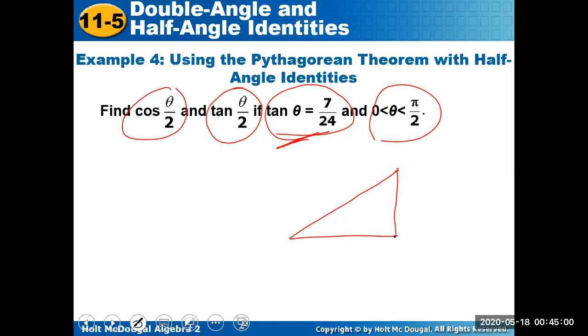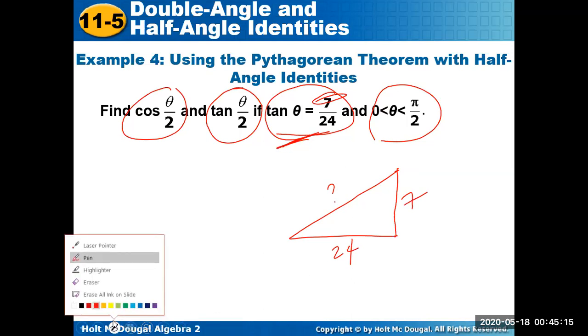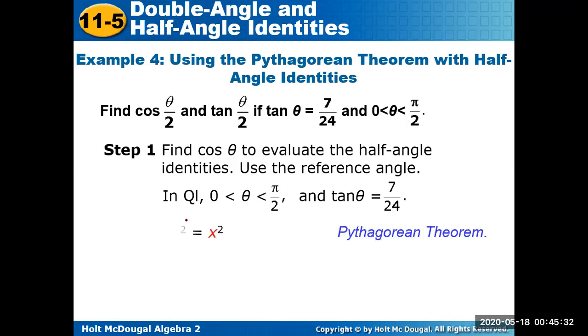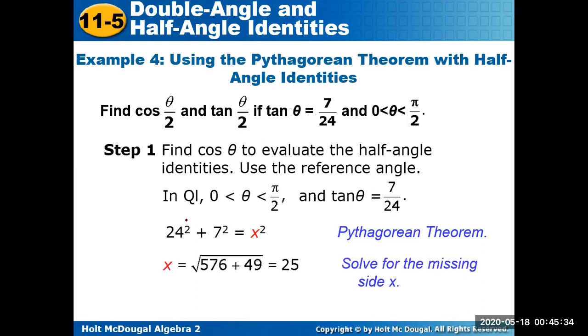Tan means opposite by adjacent. So opposite is the upper one, 7. Adjacent is the lower one, 24. And then I need to find the hypotenuse. I can use the Pythagorean theorem to find the hypotenuse. It is given in quadrant 1, so make sure the signs are placed correctly. For the first quadrant, it's going to be positive. So you can solve.